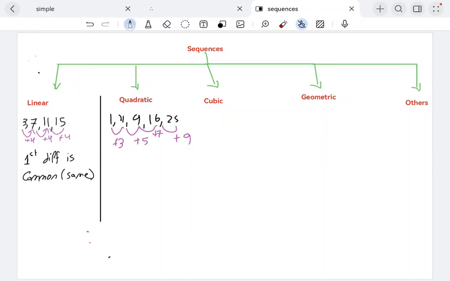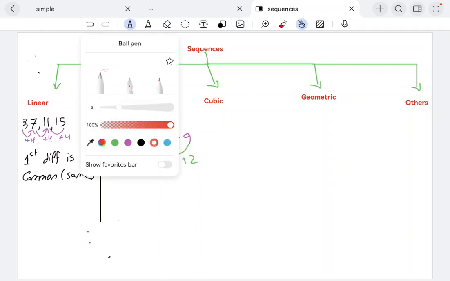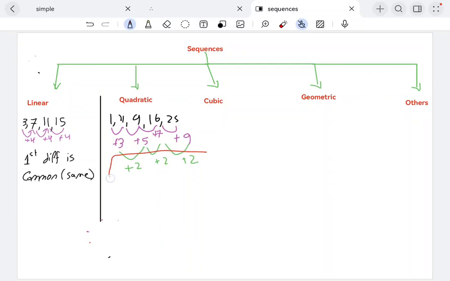So let's check the second difference. From 3 to 5 we add 2. From 5 to 7 we add 2. From 7 to 9 we add 2. So that's what I mean by second difference is constant. 2 here comes after subtracting 2 times. So if the second difference is common, is the same, is a constant, that's going to be a quadratic sequence.